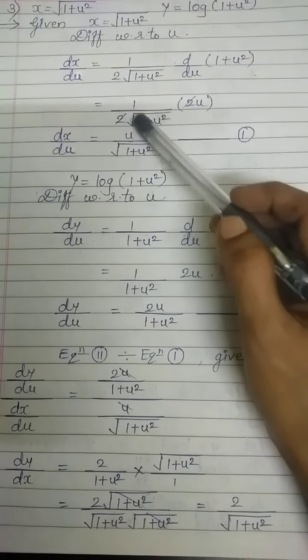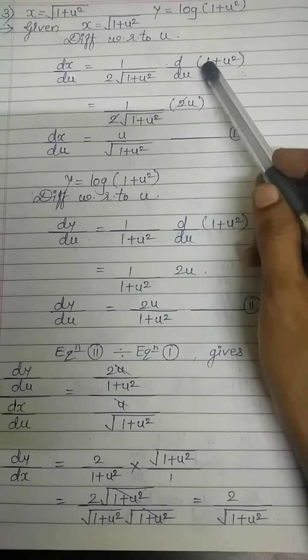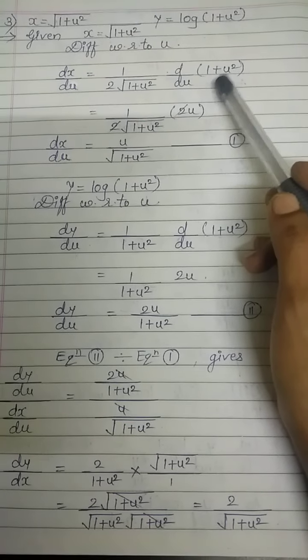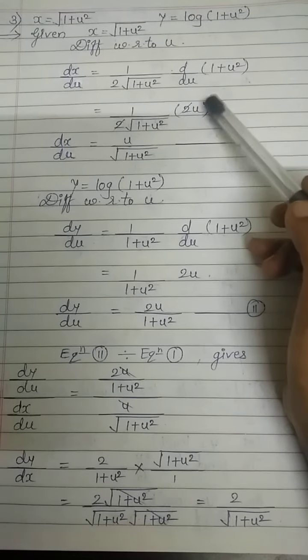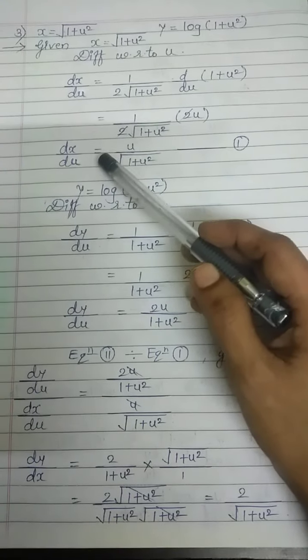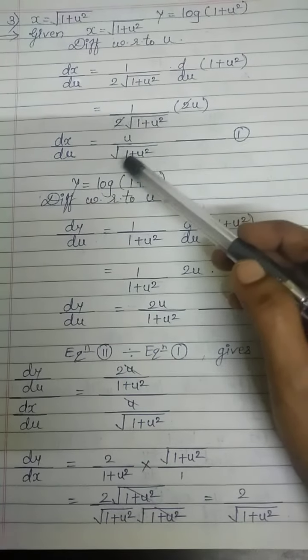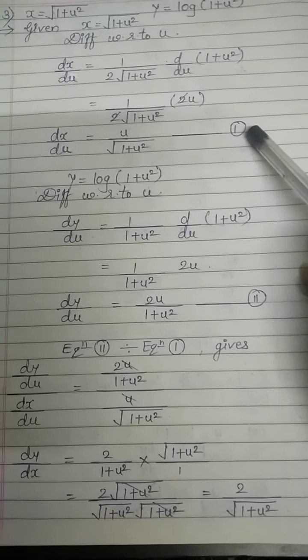So 1 upon 2 into root of 1 plus u square into derivative of 1 is 0 plus derivative of u square is 2u. Therefore we will get 2u here. Now 2 gets cancelled. So dx by du is equal to u upon under root 1 plus u square. This is our equation number 1.